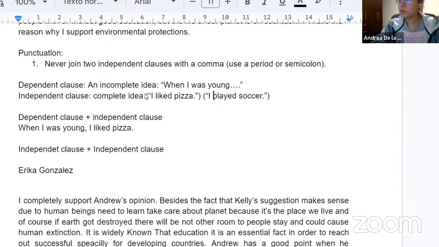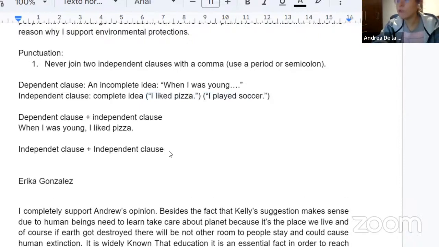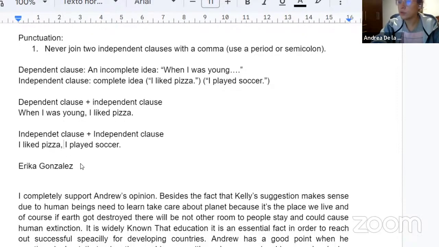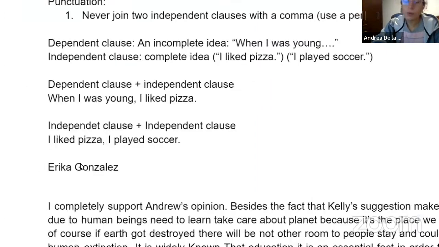So if I want to join these two independent clauses, and this is something that we've all done. Honestly, I used to do this a lot, and I sometimes make the mistake of doing this even in Spanish. I think we all do it some time, but it's incorrect. We cannot do this. Okay? I cannot say I like pizza, comma, I played soccer, because those two are complete ideas. They are independent clauses. So what do I use then to join them? If I cannot use a comma, what am I supposed to do?